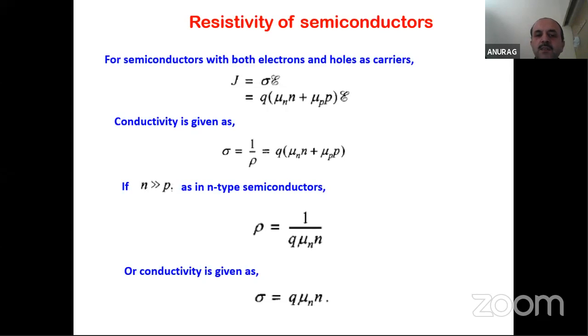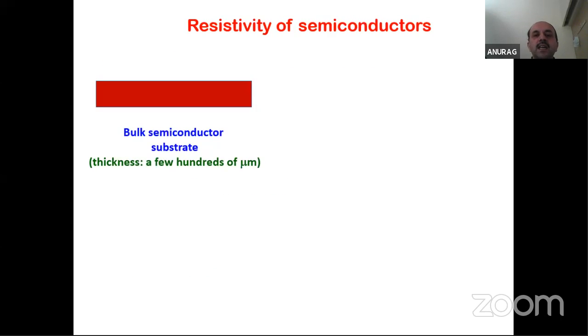So for resistivity or conductivity, I use the relation q mu n n, where mu n is the mobility of the free electrons. If it is a p-type semiconductor, then I will have the relation sigma is equal to q mu p p.